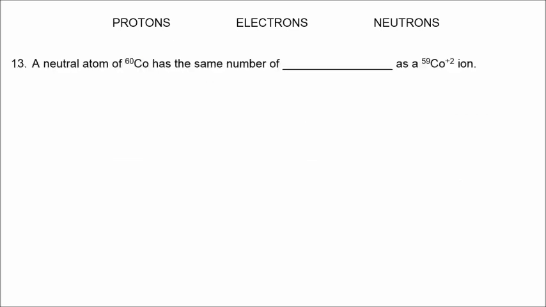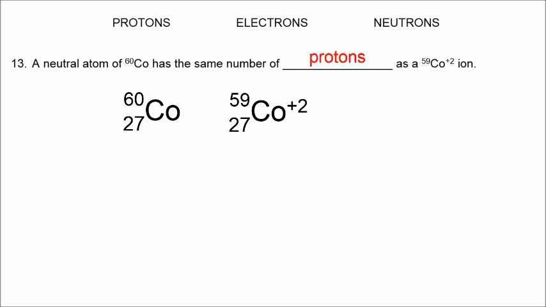In number 13, we're comparing a neutral atom of cobalt-60 with an ion of cobalt-59 carrying a +2 charge. So cobalt has 27 protons. The ion would have lost electrons and clearly has a different mass, so it has a different number of neutrons, but this would also contain 27 protons because it is still cobalt.